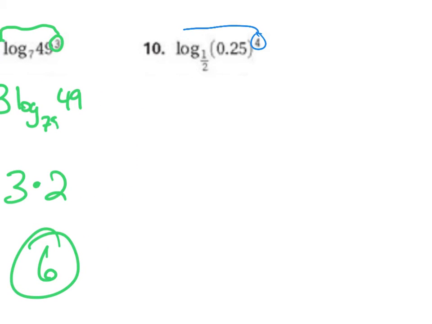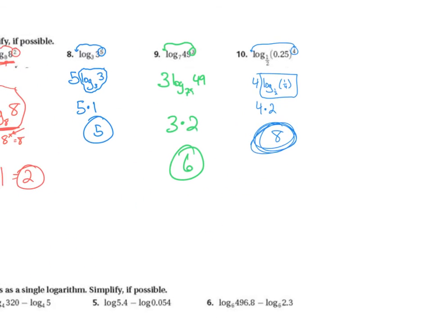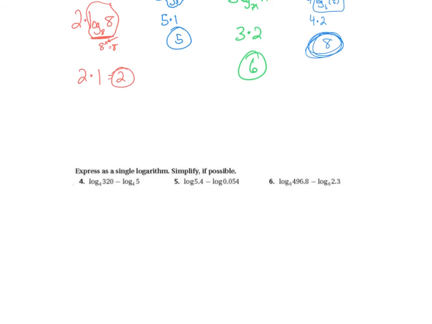Okay, move the exponent to the front for log 1/2 of, and this really becomes 1/4, right? So how do I make 1/2 become 1/4? You would have to square it. So this is 4 times 2. So this is 8, right? It's all about working this out right now, right? A change of base formula would also help us on those, right?